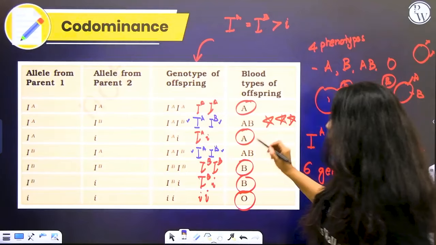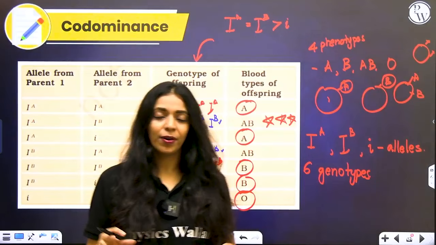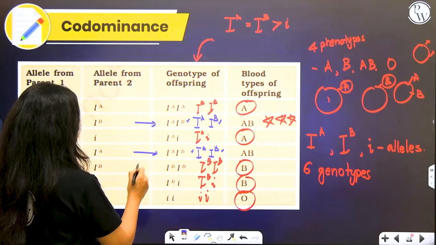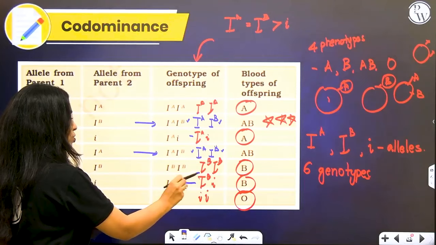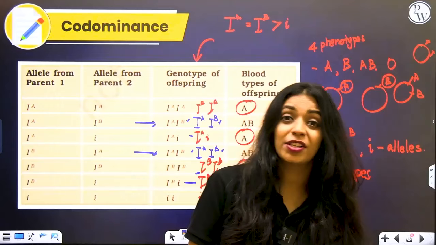So whenever you're asked for an example of codominance, you should remember that codominance is seen in the AB blood group and not in the other blood groups. If you look at the A blood group here, which is heterozygous, or the B blood group here, which is heterozygous, in a dissimilar pair of alleles, only one of them is expressing. So this is showing complete dominance. It's only the AB blood group which shows codominance, where both the alleles, when they are dissimilar, are expressing.